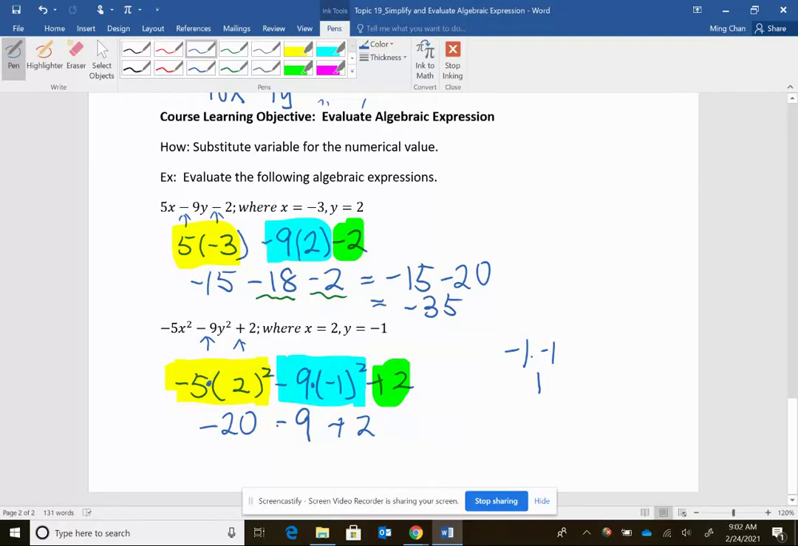So negative 20 minus 9 is negative 29. Terms with the same sign we add, plus 2. Terms with different sign we will subtract, so that would be negative 27. That would be the answer.